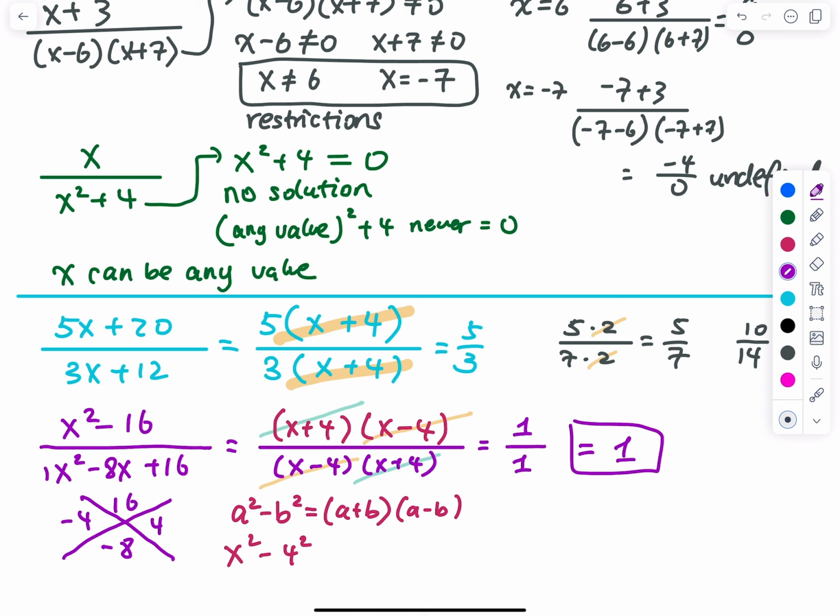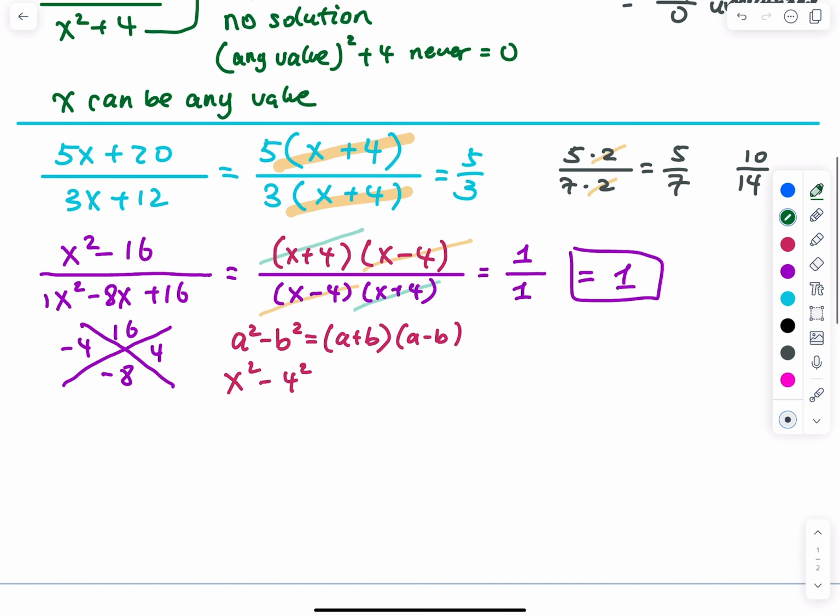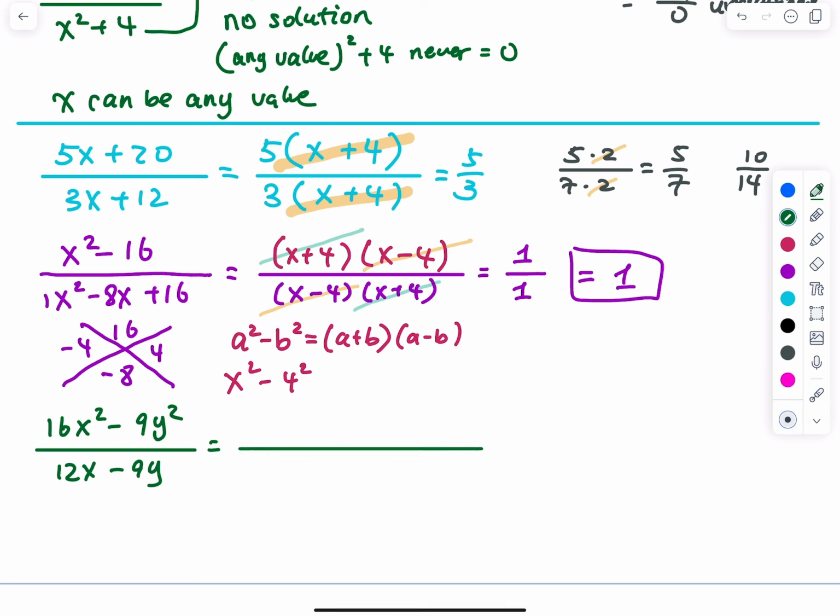All right? So let's practice the a squared minus b squared one more time. The next problem, I would like to do 16x squared minus 9y squared divided by 12x minus 9y. So that one, the 12x minus 9y, 12 and 9 are multiples of 3. I take it out to see what is left. 12 divided by 3 is 4, and 9 divided by 3 is 3.